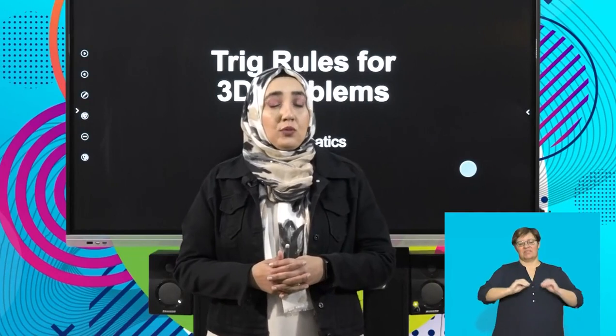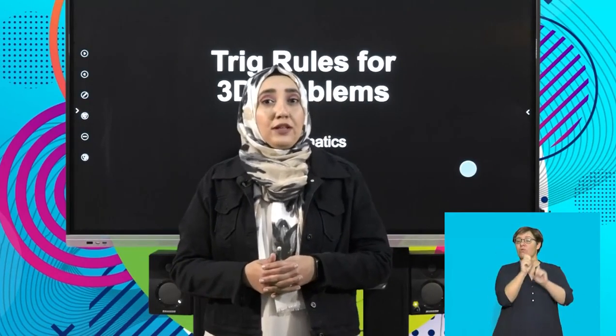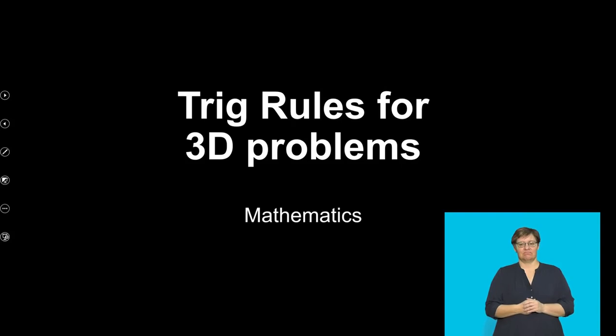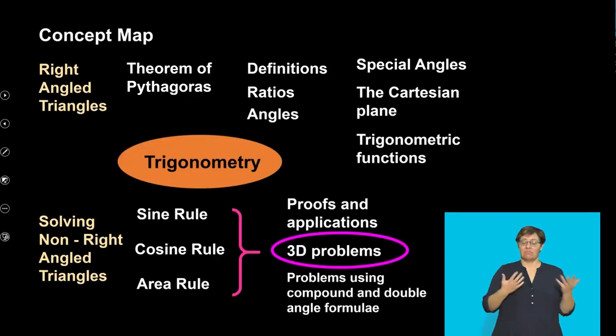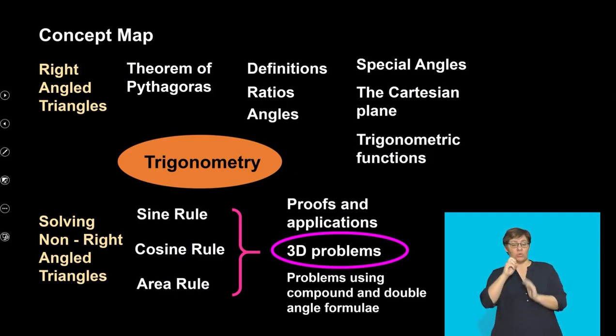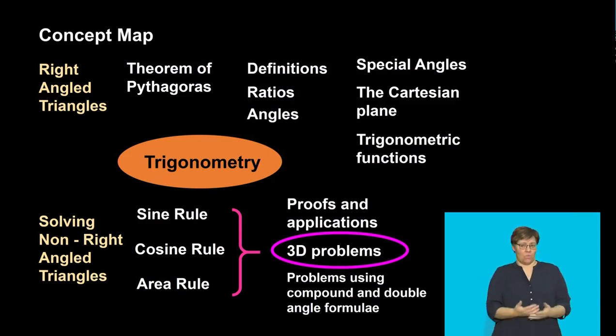We'll be doing some work on trigonometry rules, and specifically, we're focusing on three-dimensional trigonometry. Let's have a look at our concept map first. So far we've covered solving non-right angle triangles in the sessions before this. We've covered sine rule, cos rule, and area rule, and we've also covered the proofs and applications. This time we're focusing on 3D problems.